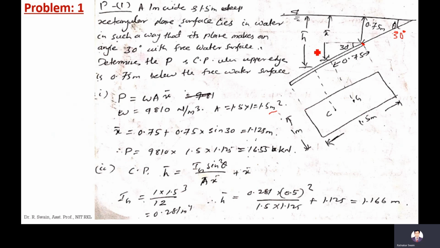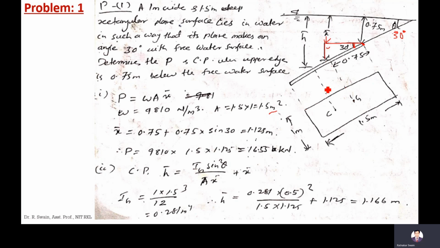We plot a horizontal line here. If this is 0.75, then this will be 0.75. And if this is 30, then this will be 30, and total is 1.5. So this is a rectangular surface, so CG acts at depth by 2. So CG acts at 0.75 here. So this length is 0.75, this is 30. So here X bar will be this 0.75 length plus this length.